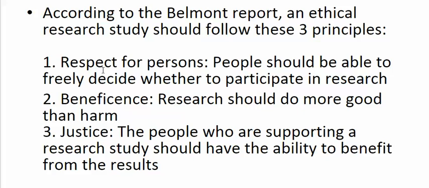The second principle is beneficence. This principle says that research should do more good than harm. This principle is pretty straightforward. This principle is basically saying that researchers should aim to help people and to help society, and they should also avoid harming people as much as possible. It might help to imagine a scale with red checkers on the left side and black checkers on the right side.